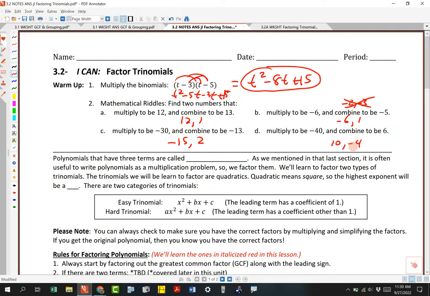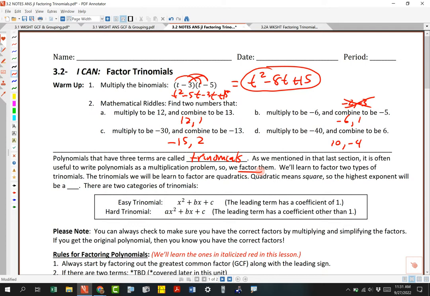Okay? So polynomials that have 3 terms are called trinomials. And we mentioned in the last section, it's very useful to be able to take a polynomial, which is a collection, a combination of a bunch of terms, and then turn it into a multiplication problem. In other words, we factor them. So remember, we talked about this yesterday. If somebody says factor something, what are they telling you to do? It's not fancy. If somebody says factor it, Wilson, what are they telling you to do? Make it multiplication. Turn it into a multiplication problem. That's all they're asking you to do.